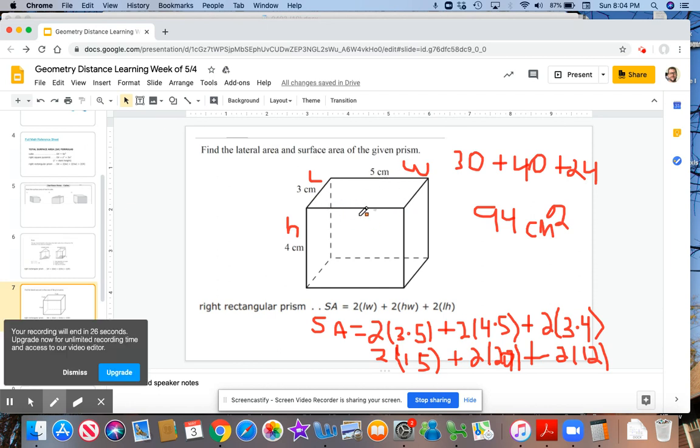So let's say this is a package. That would be 94 centimeters squared would be the wrapping of all the different things on the outside of the box. Area is on a flat surface. Surface area is the outside of a 3-dimensional figure. So again, the surface area of a right rectangular prism is 2 times the length times the width, plus 2 times the height times the width, plus 2 times the length times the height. All right, that's it.